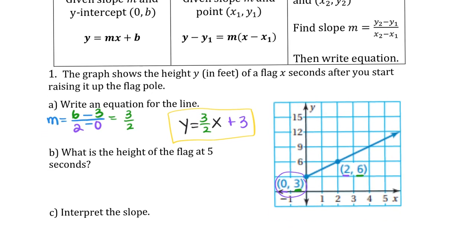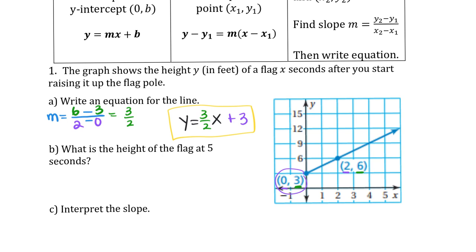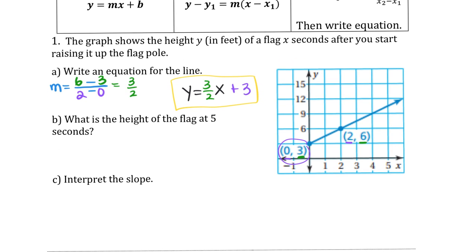Now part b. What is the height of the flag at 5 seconds? Now that I have an equation, I could look at the graph. At 5 seconds, it's a little hard to read, so I'm going to use the equation. The main thing I need to figure out is whether the 5 seconds represent the x value or the y value. So I'm going to go back and read the question. It says the graph shows the height y in feet of the flag x seconds. So the seconds are the x values. So I'm just going to plug it in my equation. y equals 3 over 2 times 5 plus 3.